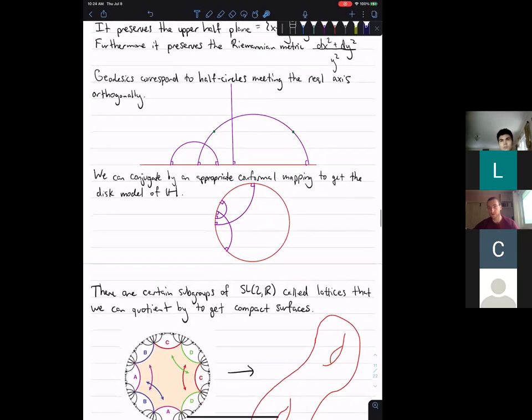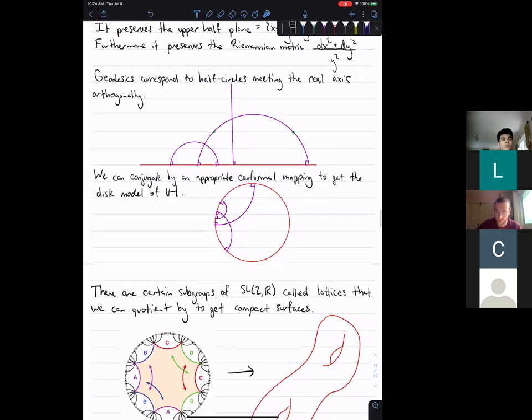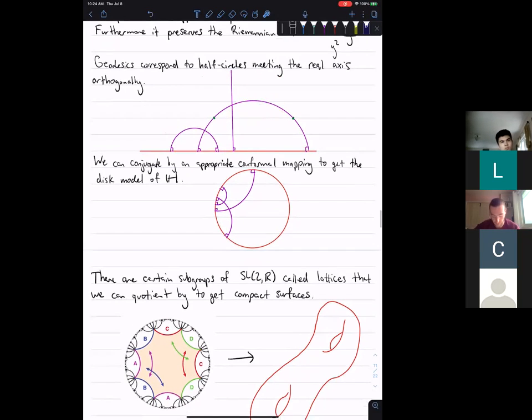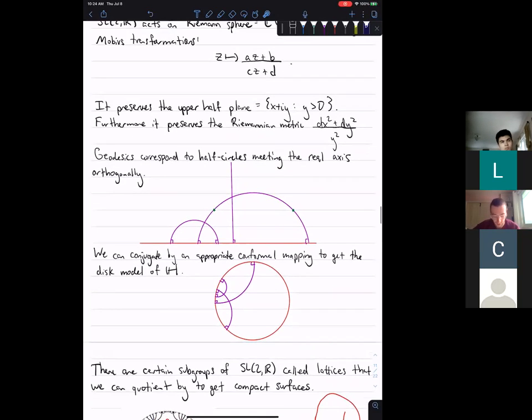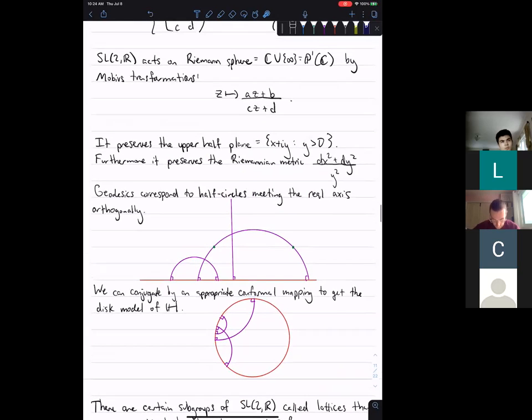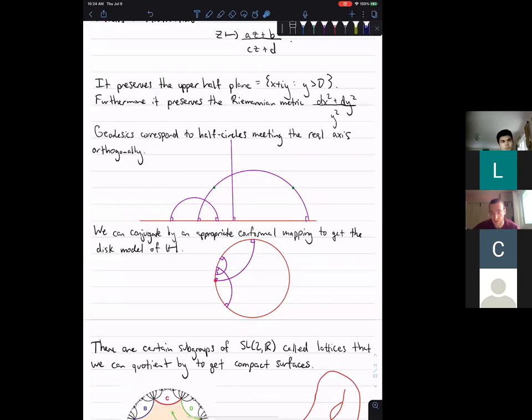Another way of representing the hyperbolic plane that is also useful, and maybe for this talk is more useful, is what's called the Poincare disk model. There's a way you can transform this upper half plane through what's called a conformal map. You can turn it into a circle, and you can conjugate this SL2R action to act on the circle. And in the circle context, geodesics again correspond to circles that meet this red circle orthogonally.